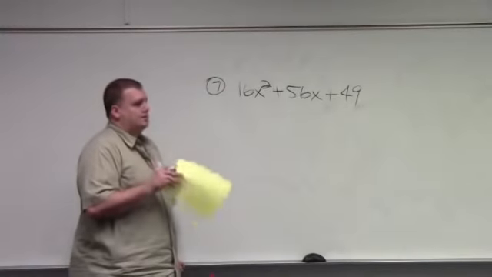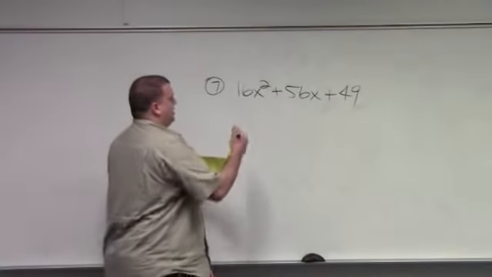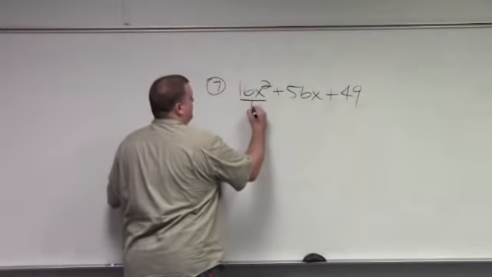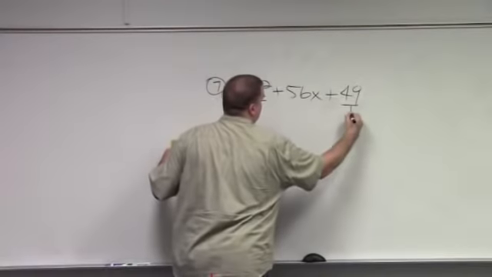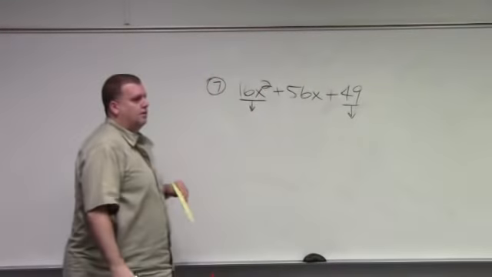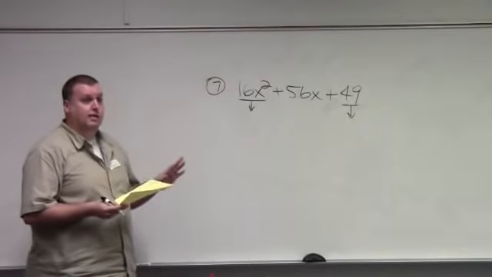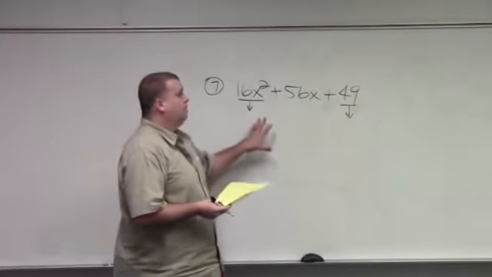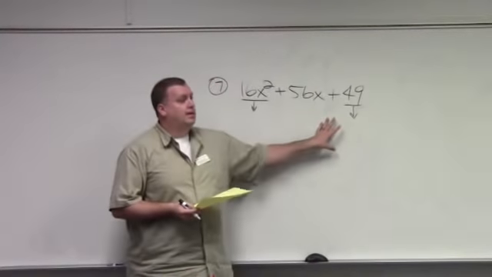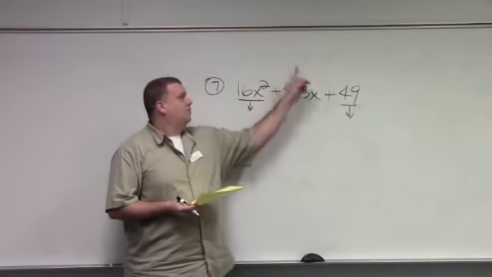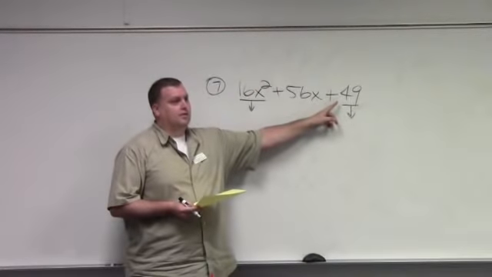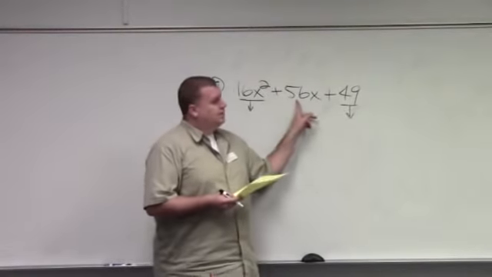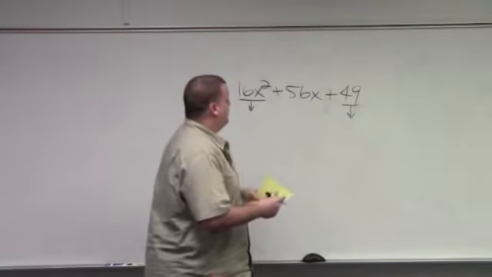Possible. Why do I say possible? The front and back ends are perfect squares, but we have to do a check on the middle to make sure. Now the thing is, I'm hoping it's a perfect square trinomial because I don't want to multiply 16 times 49 and come up with 56. So let's check to see if it's a perfect square trinomial.